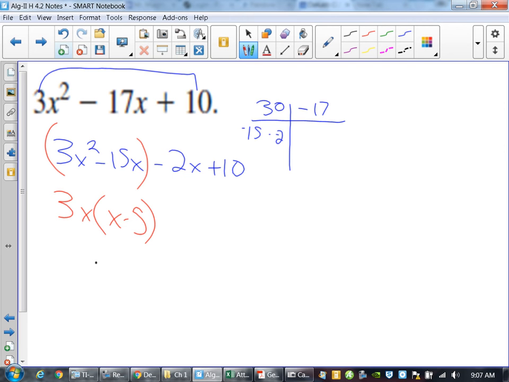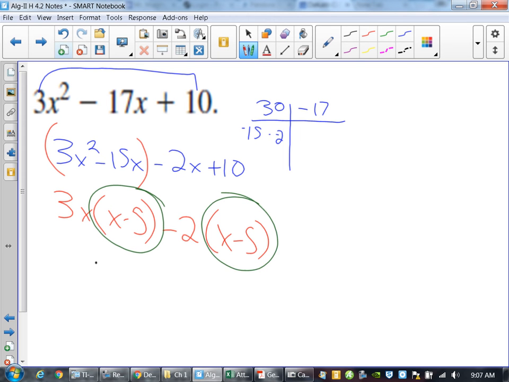Now, the second part, since it's got a minus 2x plus 10, my objective is to take the negative out. I'm going to take the negative out. And what's the GCF of a 2 and a 10? You always want to take this negative out, because when you factor a negative out of the positive, it becomes negative. Because you always want these two terms to be the same.